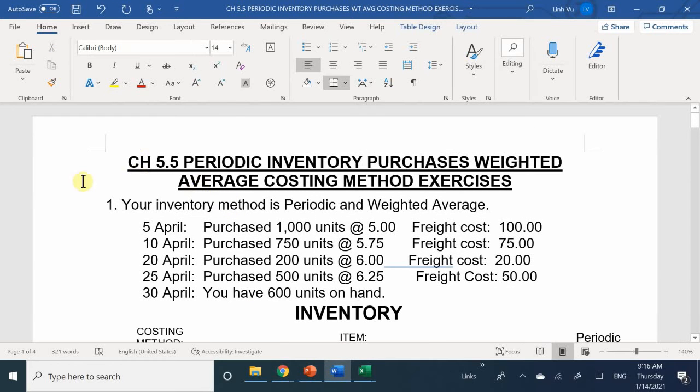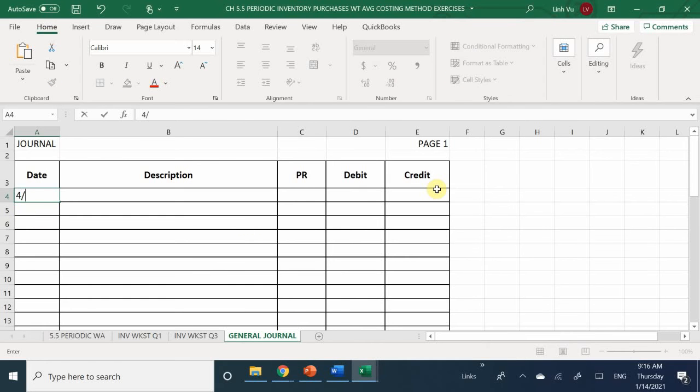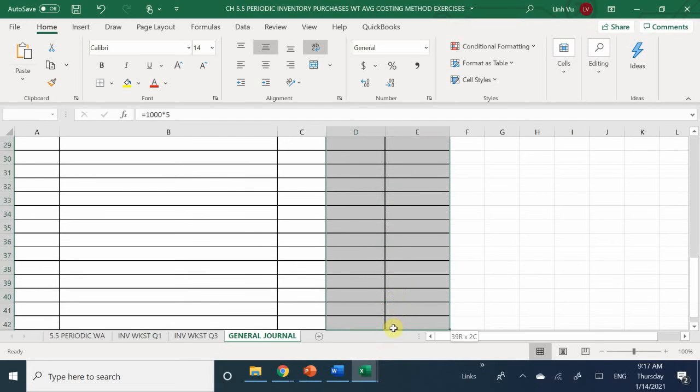So first things first is going to be on April 5th, you purchase a total of 1,000 units at $5 each, freight costing you $100. So how am I going to journalize this? Purchase expense, debit. It's 5,000. Yes. Because if you are able to utilize your Excel, what you could do here is type in the 1,000 times the $5 and you'll get your 5,000. Okay, so that's what's cool about Excel is you can punch in the formula right then and there, so that you don't have to calculate it in the worksheet.